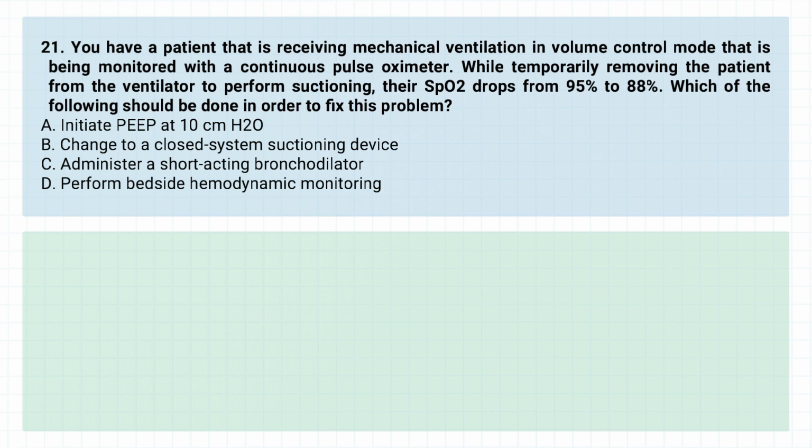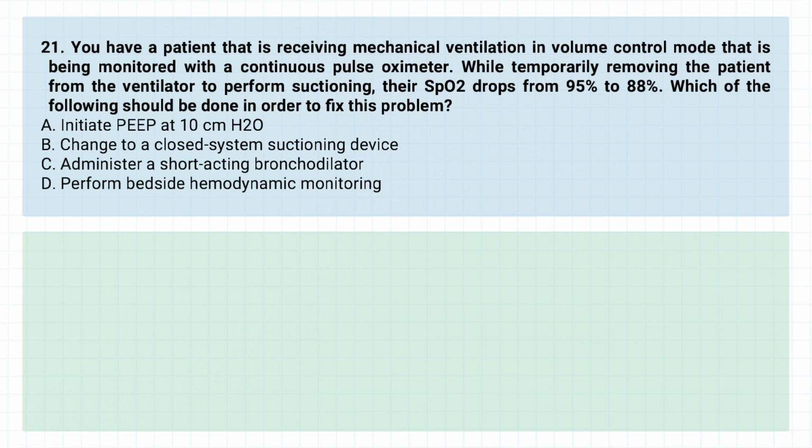Number 21. You have a patient that is receiving mechanical ventilation in volume control mode that is being monitored with a continuous pulse oximeter. While temporarily removing the patient from the ventilator to perform suctioning, their SpO₂ drops from 95% to 88%. Which of the following should be done in order to fix this problem? A. Initiate a PEEP of 10. B. Change to a closed system suctioning device. C. Administer a short-acting bronchodilator.